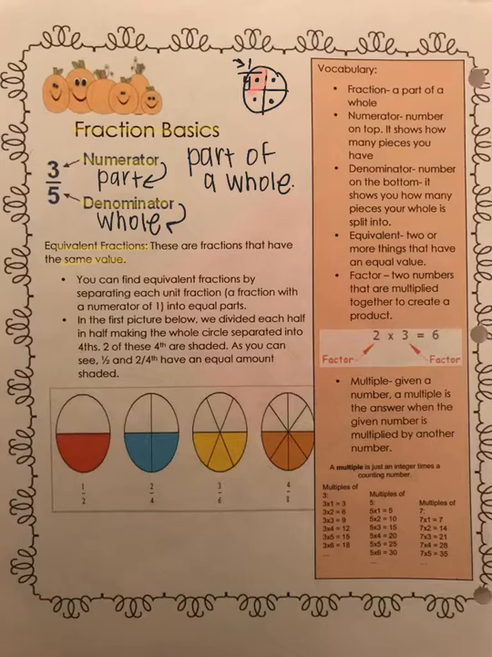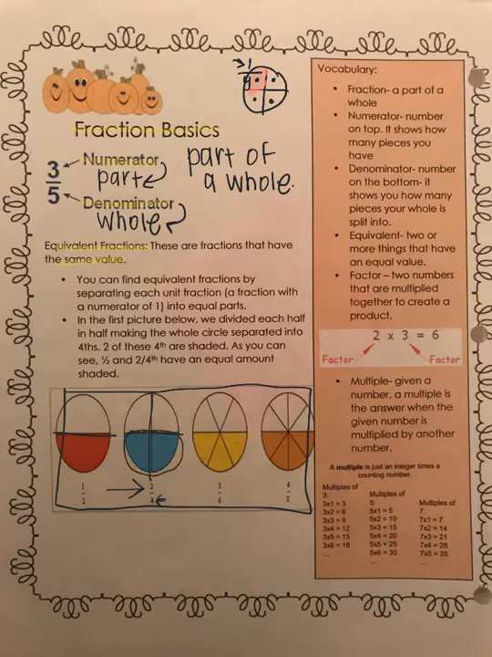So for example, in these few examples down here at the bottom, I start off with a half that I have shaded in. I increase my whole, not in quantity, but in pieces. I go from having 2 pieces to having 4 pieces. When my whole changes to 4, my part changes to 2 in order to maintain that 1/2 amount.